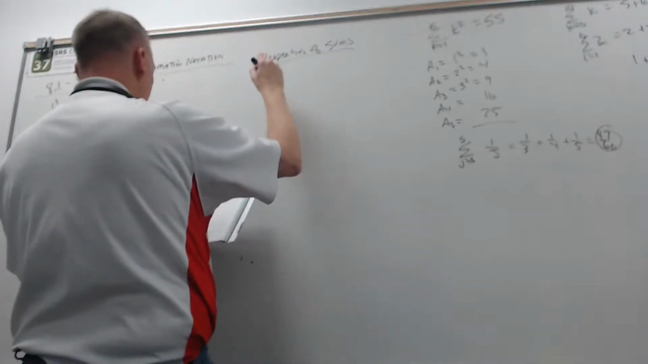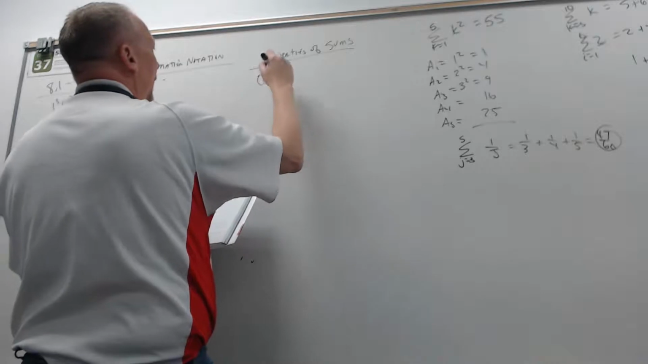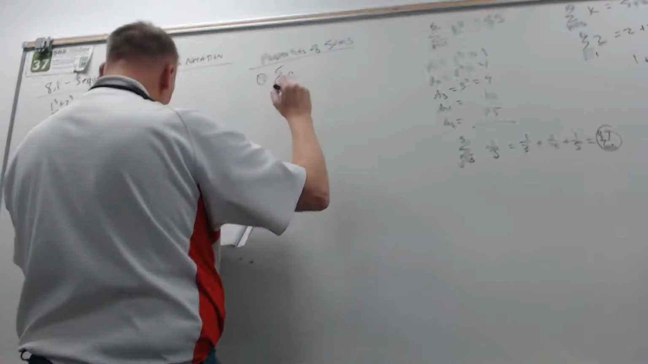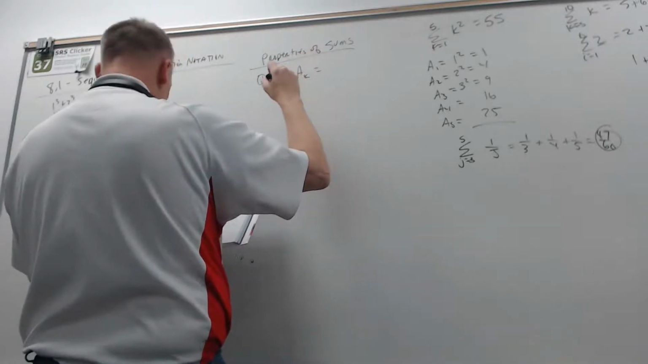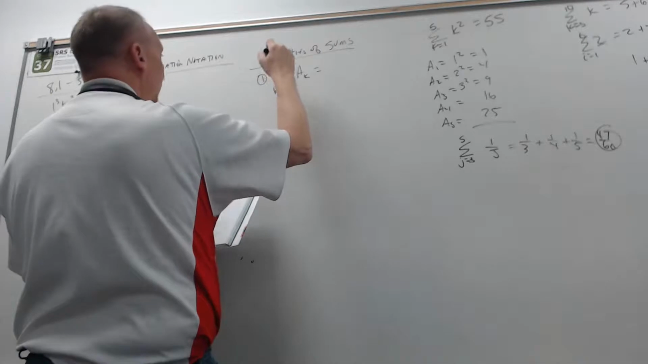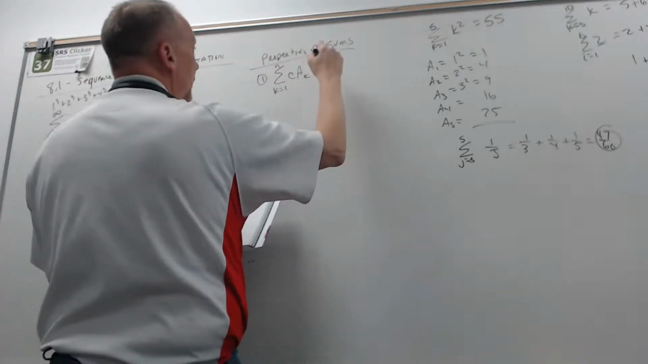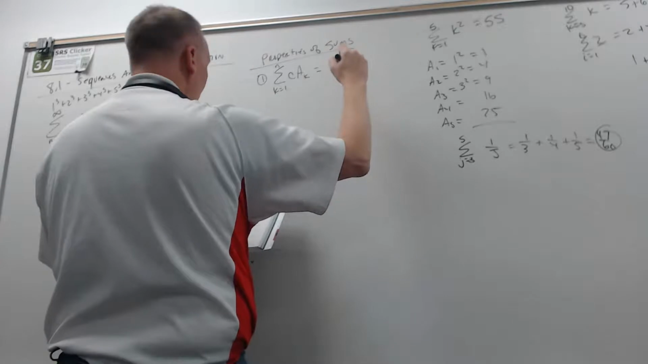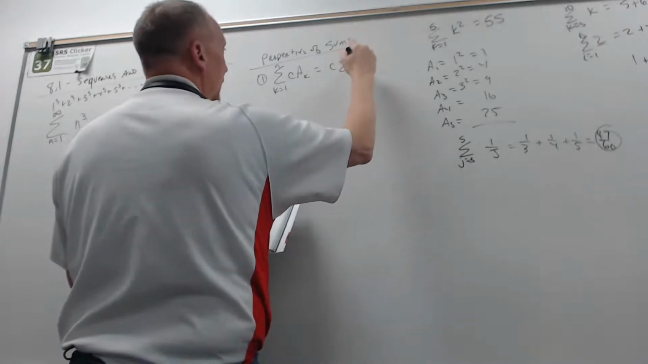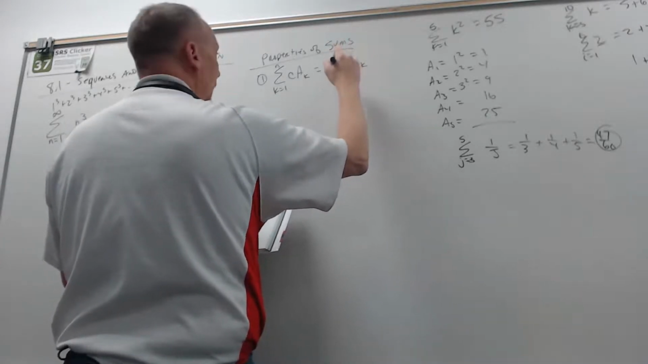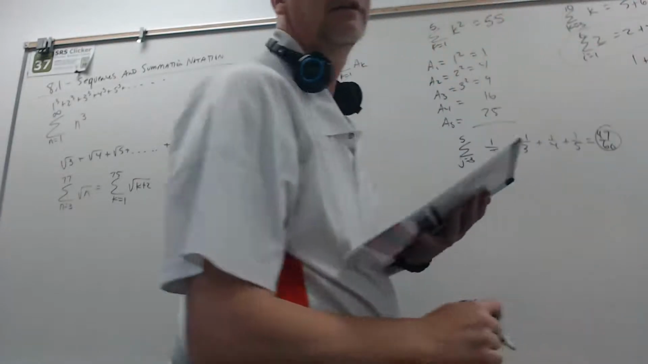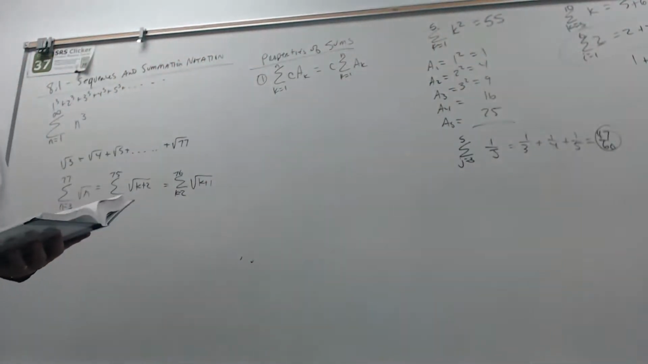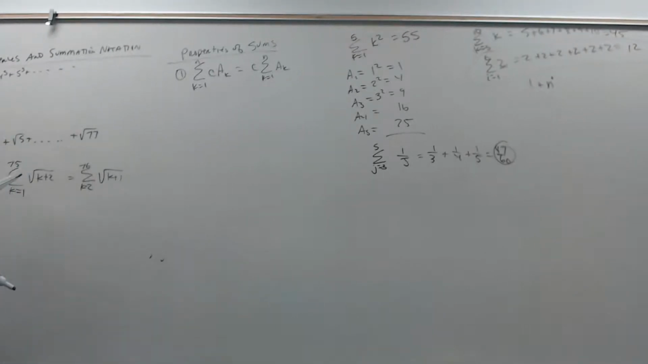So Kelly noticed that if you have the sum of some constant c times some sequence a sub k, from k equals 1 to n, you could take the constant out and then just do the sum of the sequence, k equals 1 to n. Okay? That's kind of what we did right here. Slide that over so you can see that.